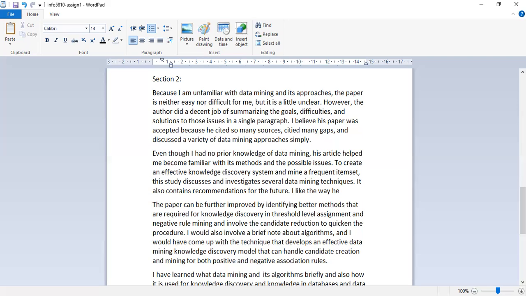Even though I have no prior knowledge of data mining, his article helped me know the methods, how it actually works, and how to create an effective knowledge discovery system and mine frequent item sets. This study discusses and investigates several data mining techniques, and it also contains recommendations for the future. I like the way he wrote this paper. The paper can also be further improved by identifying better methods required for knowledge discovery in threshold level assignment and negative rule mining, and by involving candidate reduction to quicken the procedure.